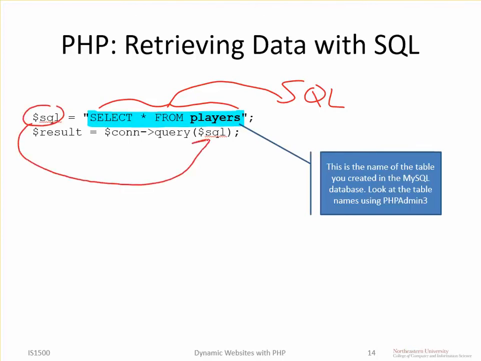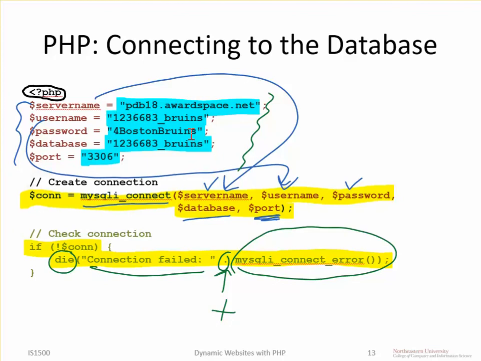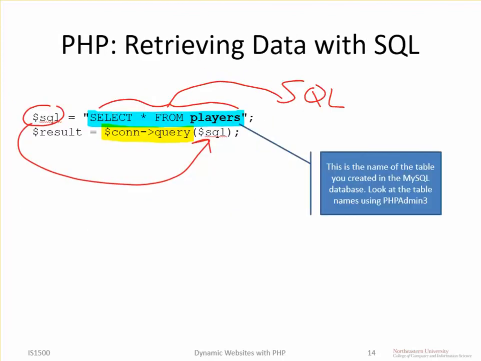So once you've set up your SQL query, you then take that and pass it to the function called con query. Con is the connection you set up before. So check this out. So this is your con right here. That's the one that you use to connect right here. And then you call the function query on that. That will now go to the database, execute that query, get back all of the players, and put a list of all the players into that variable called result.